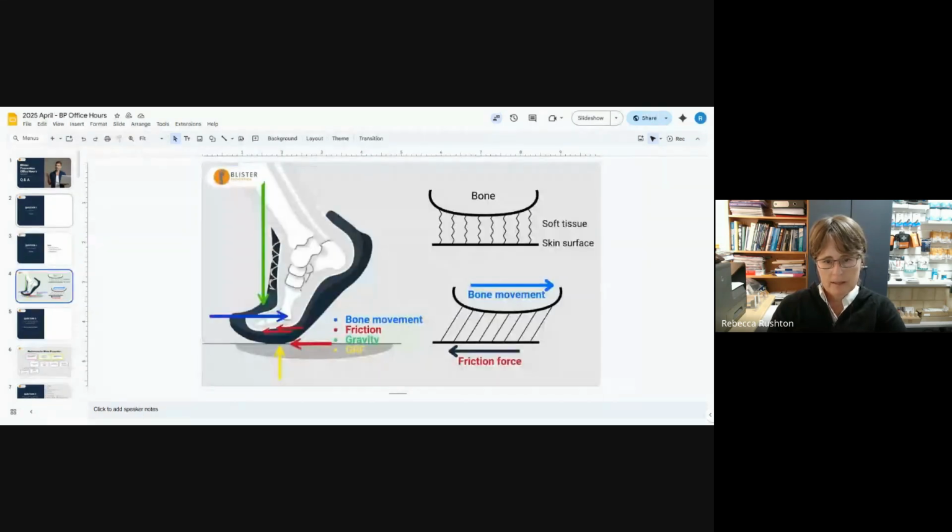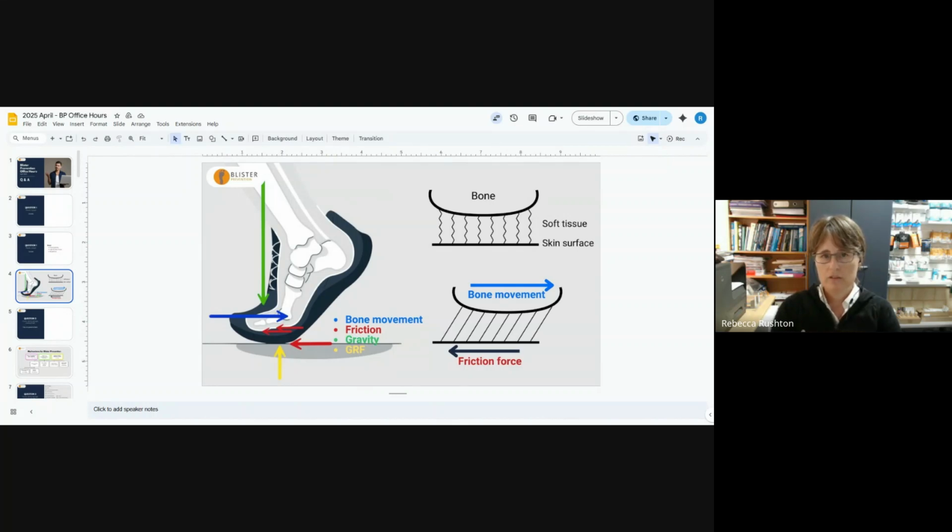This is a visual representation of friction. So we've got the bone of the metatarsal head moving to the right. Friction force is acting to the left. Now, friction force does not indicate movement to the left. Friction force is literally the force that opposes the other movement, which is the bone movement to the right. So we've got these opposing movement forces, and as a result, everything in between stretches and distorts. That's what shear is.